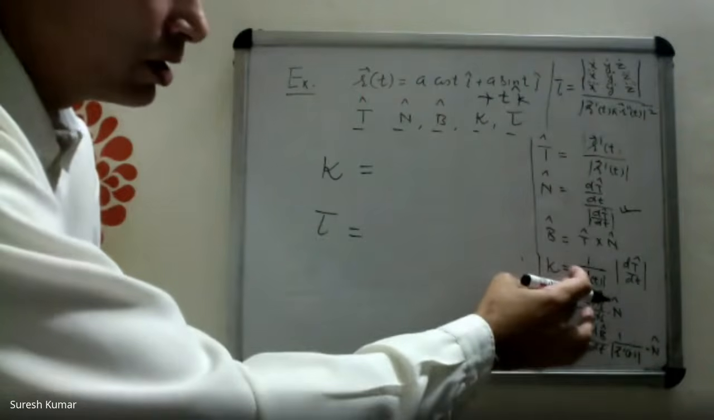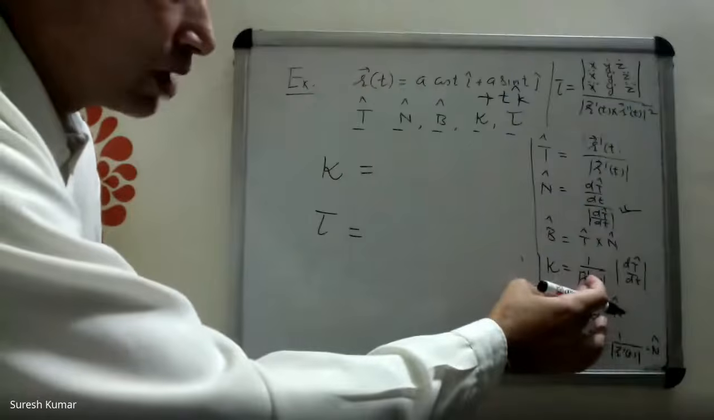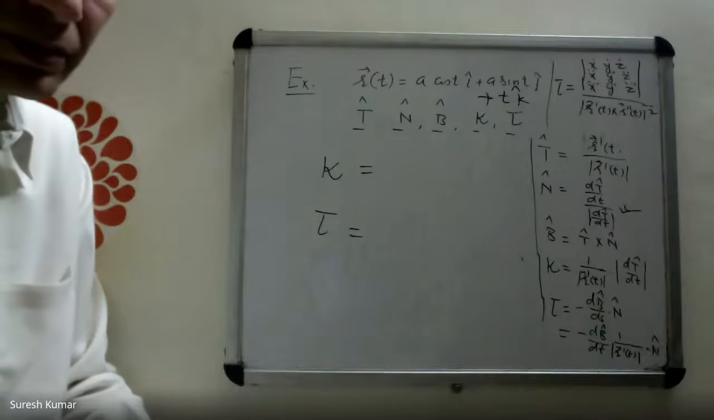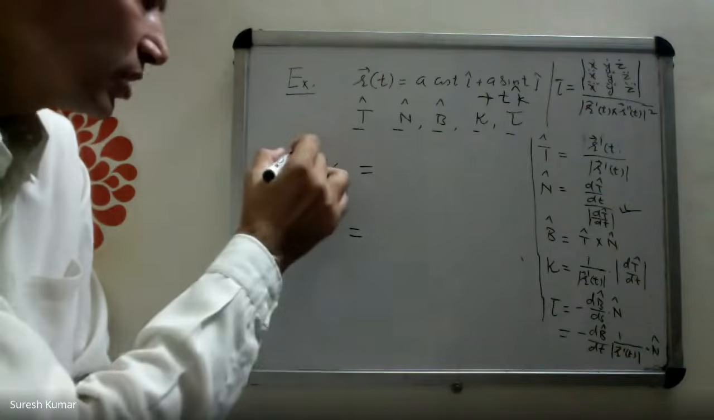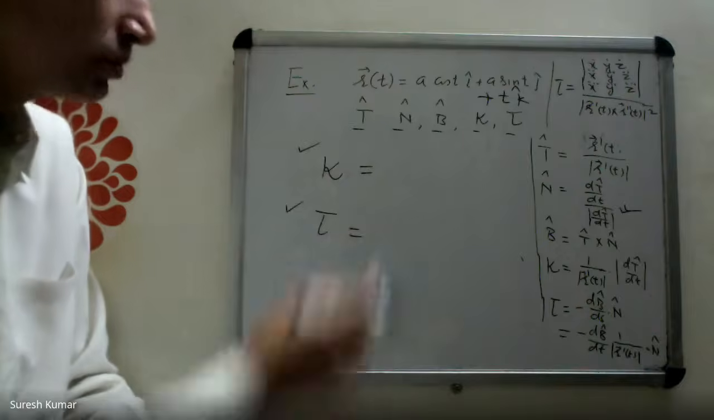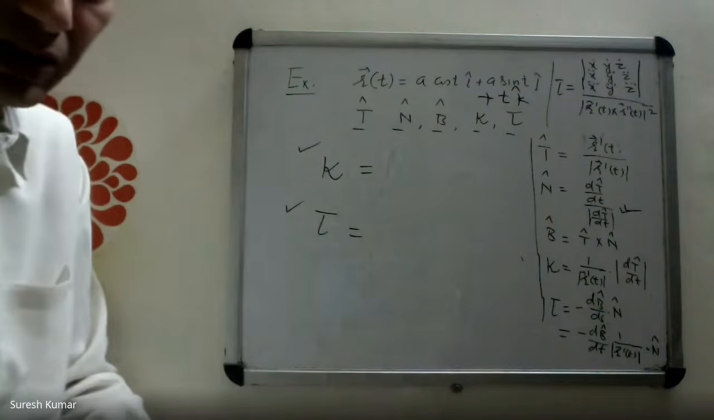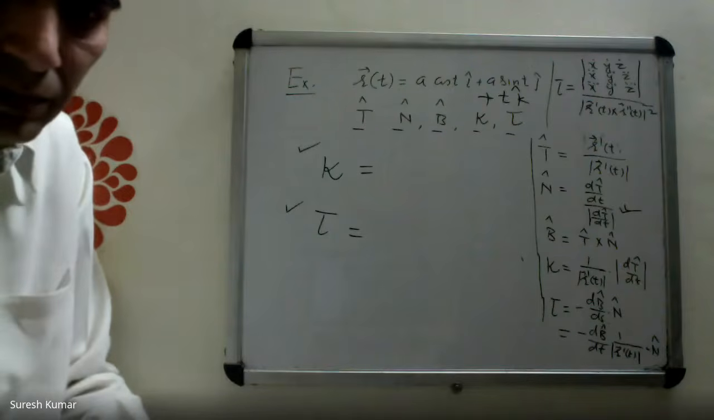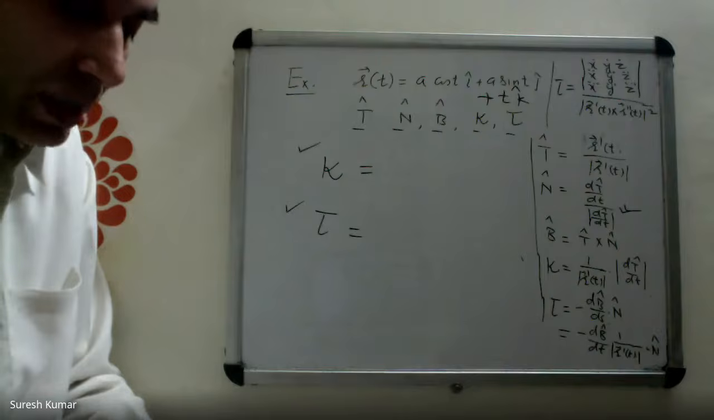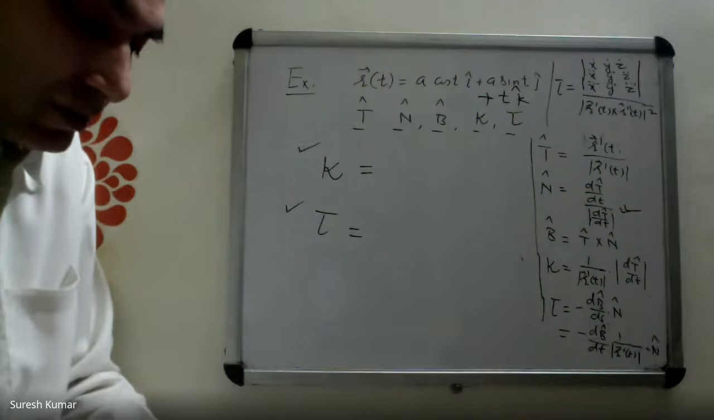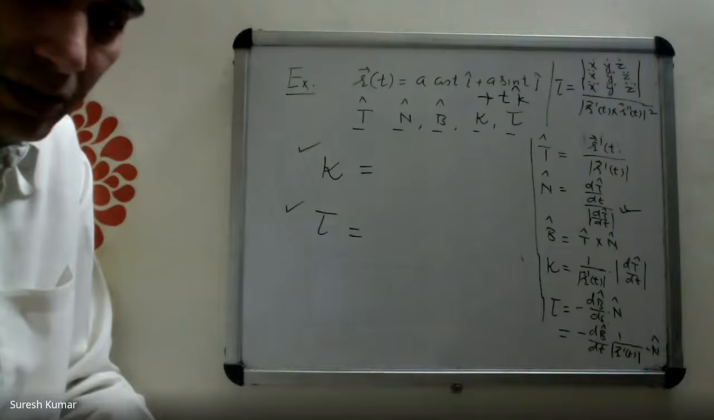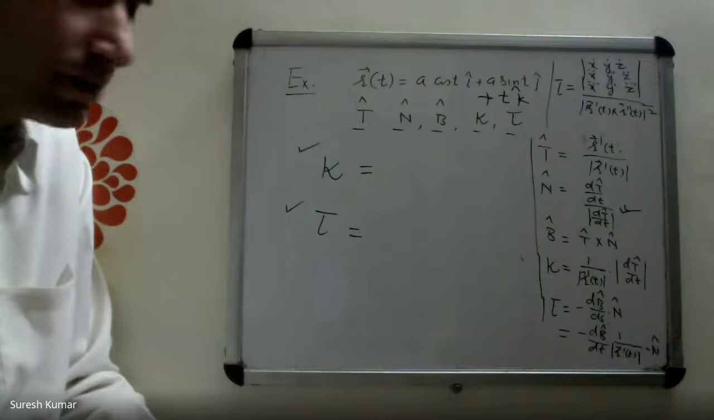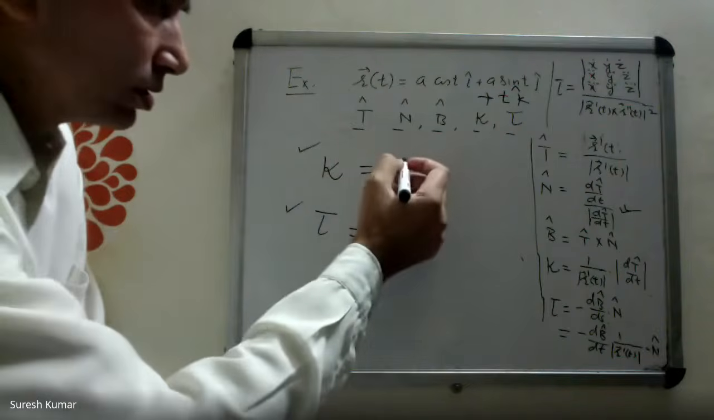But for kappa and tau, what do you need? R prime t as well as r double prime t. You have to solve this. I'm interested to know the expressions for kappa and tau only, because others are intermediate. You can find yourself. Can you do this calculation yourself and tell me your answer? It will take some time, but you can do it. Okay, you do it relaxedly, no problem.